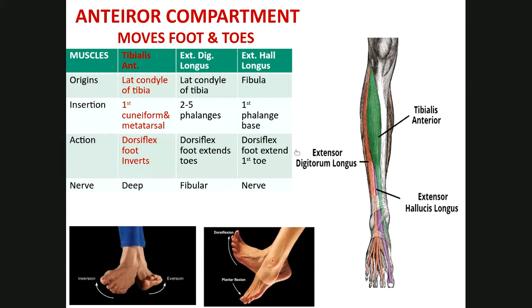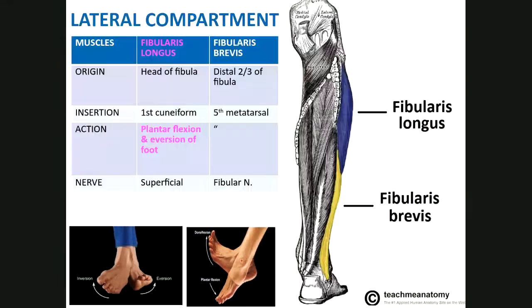The extensor digitorum longus is going to originate along the lateral condyle of the tibia. It's going to insert along the phalanges 2 through 5, and it's going to extend the toes. The nerve for this group is the deep fibular nerve. Laterally, we only have 2 muscles. The fibularis longus is going to originate on the head of the fibula. It's going to insert into the first cuneiform.